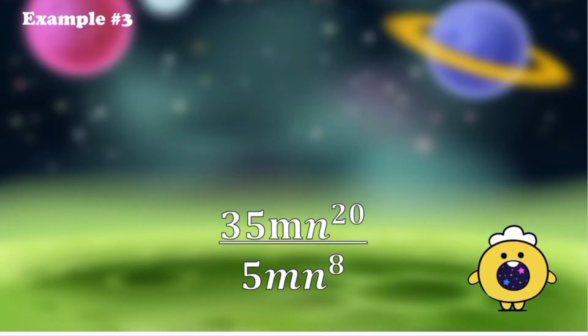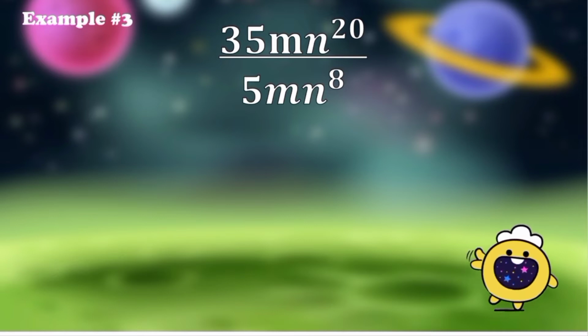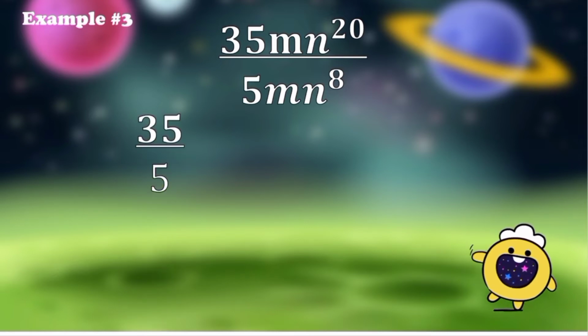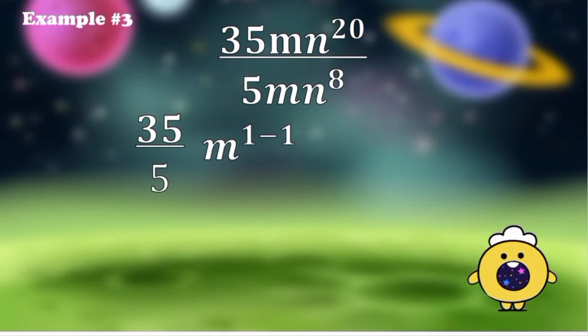Example number 3. 35mn to the 20th power over 5mn to the 8th power. We have 35 over 5. Then we have m to the 1st power minus 1. And for letter n, we have n to the 20th power minus 8.